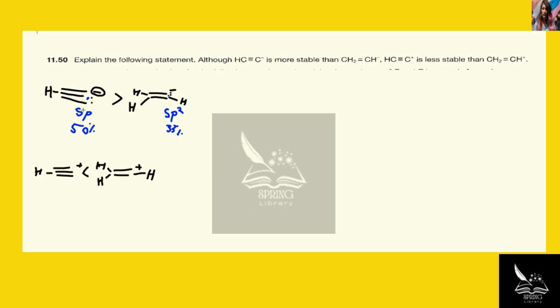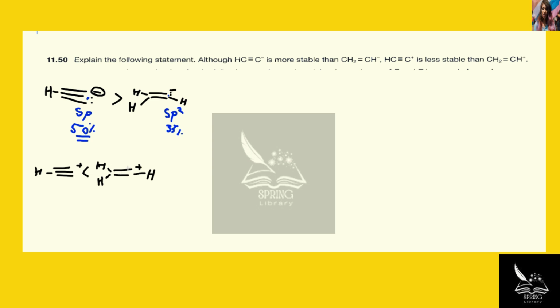Because this alkyne has a larger percentage of s character, this carbanion will exist in a smaller orbital, being closer to the nucleus and more stabilized than this alkene carbanion, which is going to be further away from the nucleus and less stabilized. So now, when we have a carbocation, why is the opposite true for stability? Why is the alkene more stable than the alkyne?